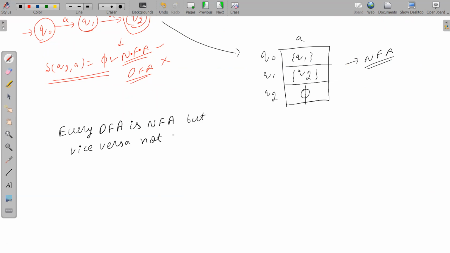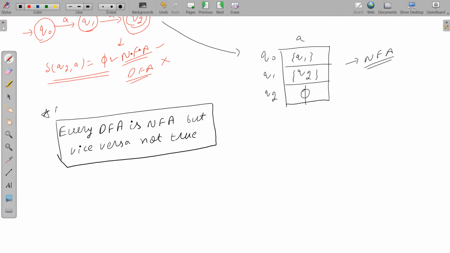Vice versa is not true. This is a very, very important point, and it will keep confusing you in the entire TOC subject. So please make a star on this. This is very, very important. Every DFA is an NFA, but every NFA is not a DFA. Why is this true? Because you can say DFA is a special case of NFA.